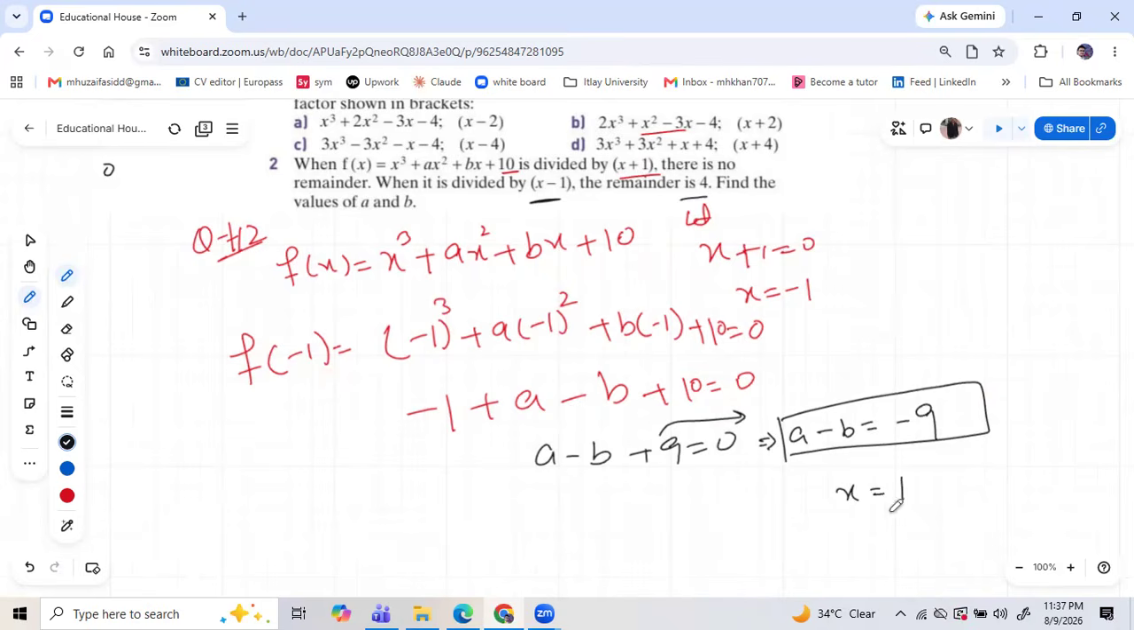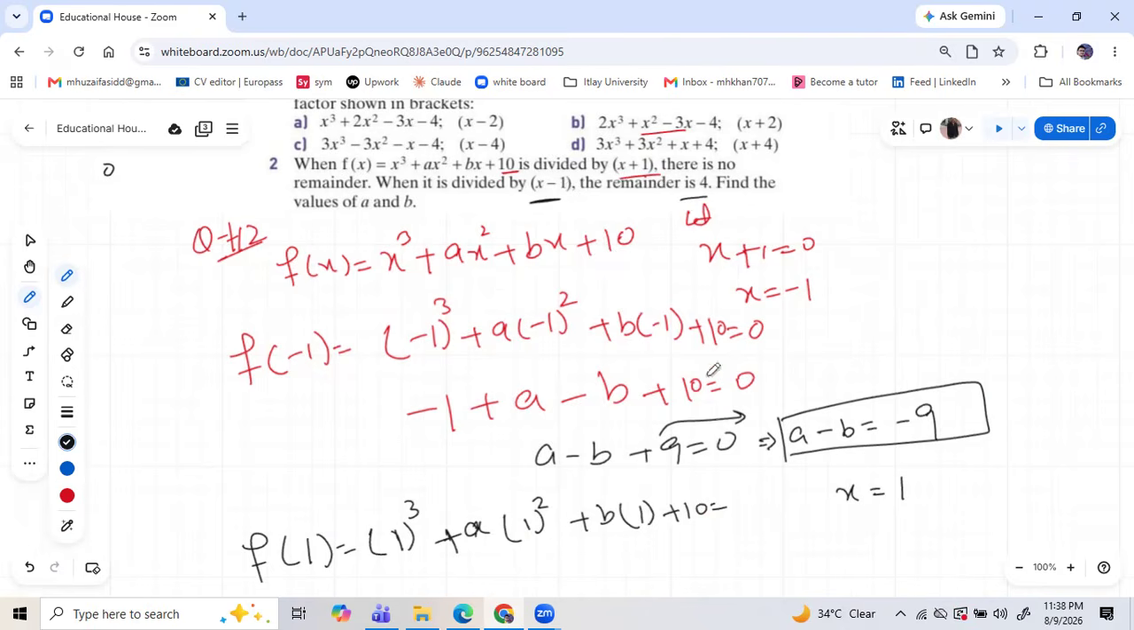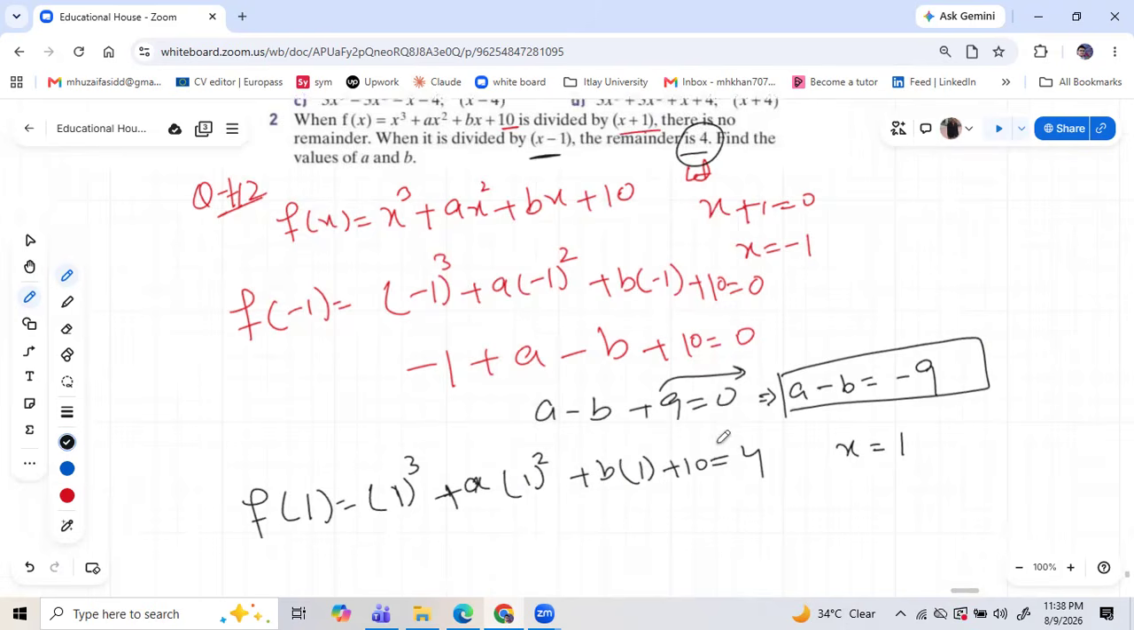So x is equal to what? This is equal to 1. So we are replacing x with 1. So this is 1 cubed, plus a into 1 squared, plus b into 1, plus 10. And look at it here, x minus 1, the remainder is 4, so I am setting it equal to 4. Why am I setting it equal to 4? Because this is given.